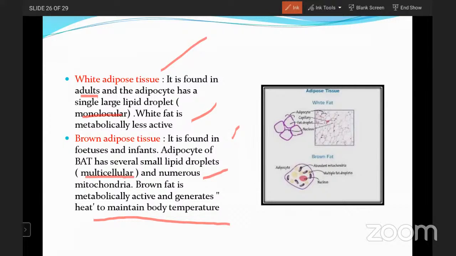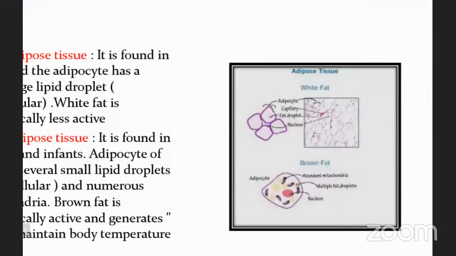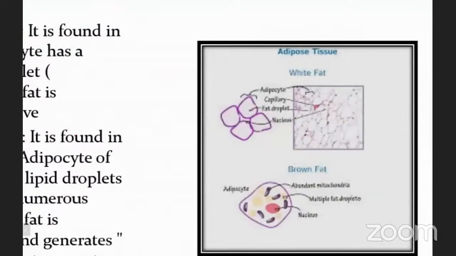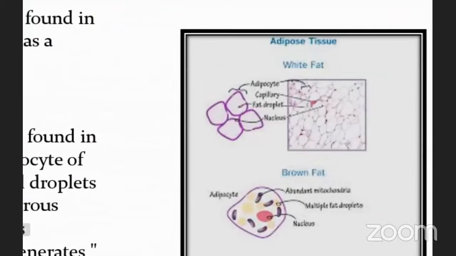Let us go to the picture once again. This is the brown fat and that is the white fat. Brown fat is very active and white fat is less active. White fat is present in adults and brown fat is present in infants. This is the comparison between the white and brown fats.